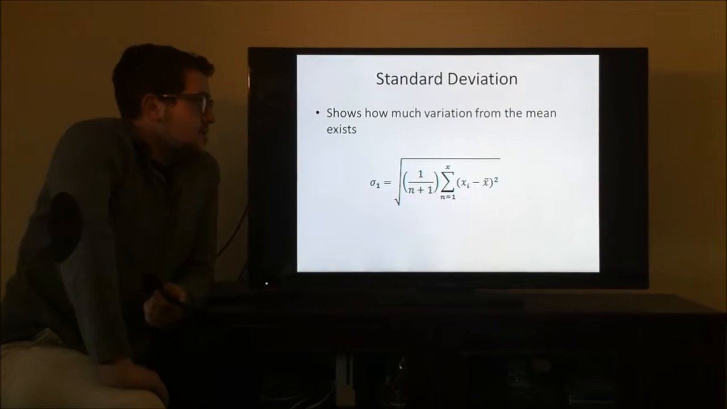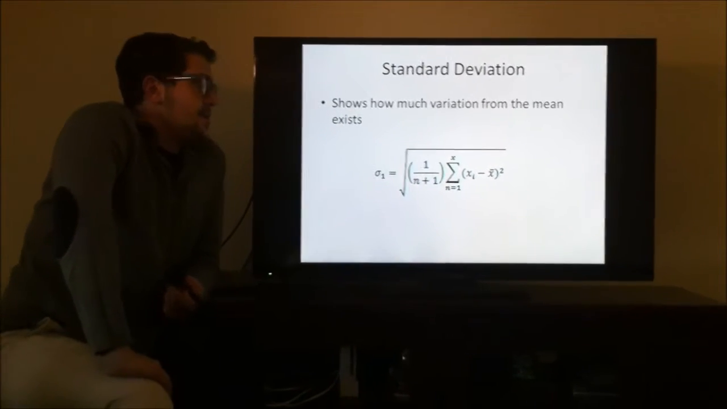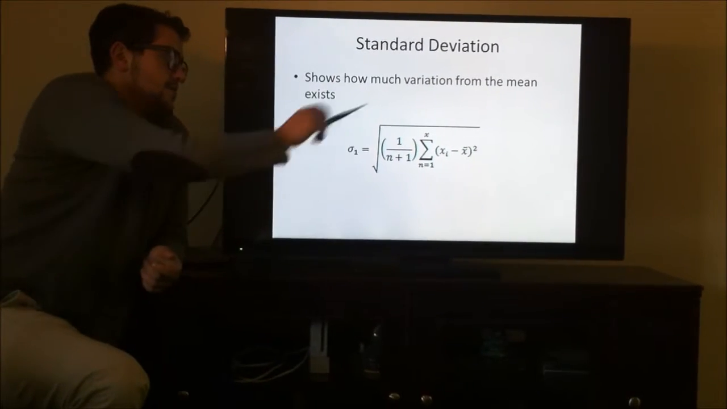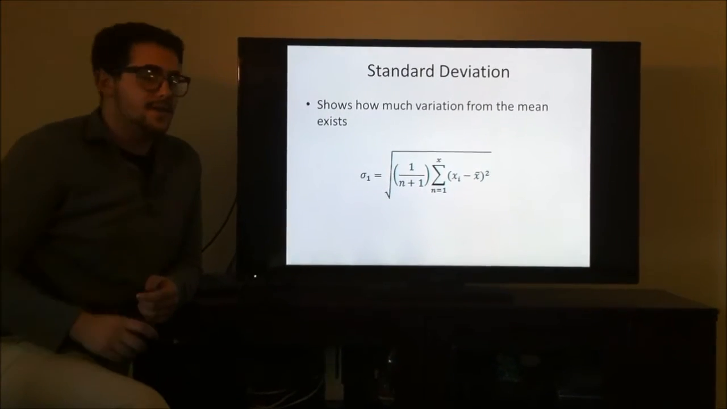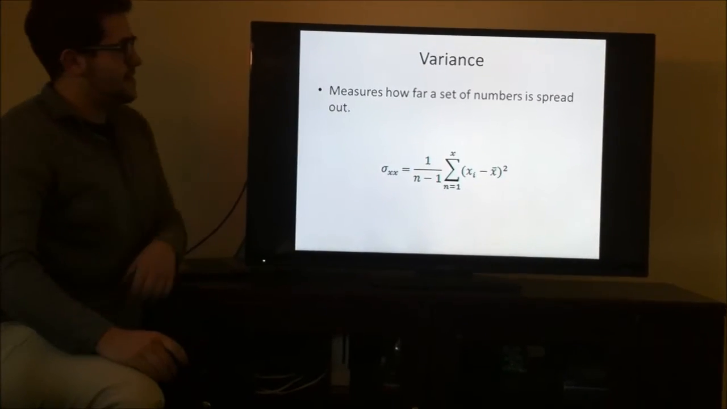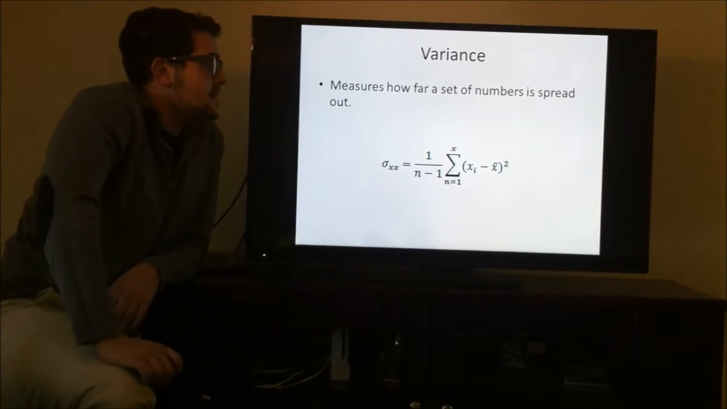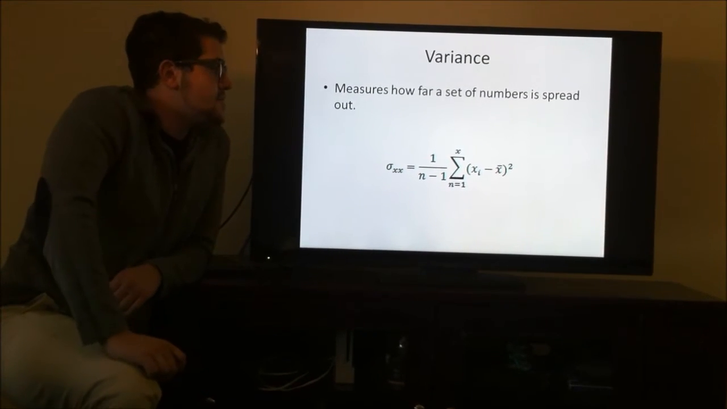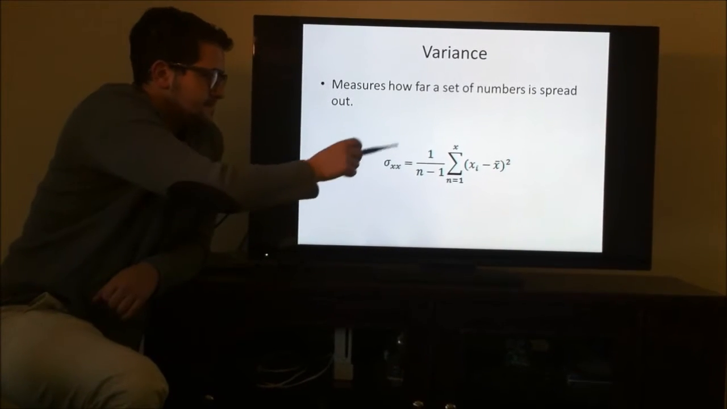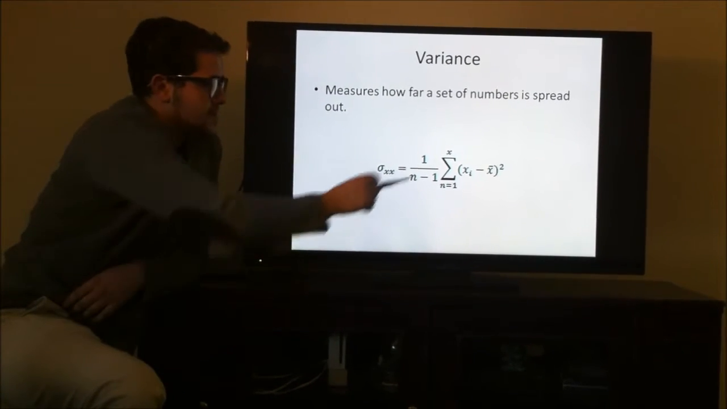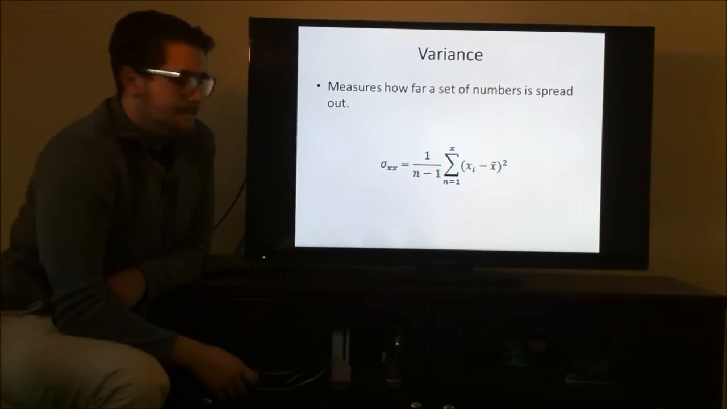Standard deviation shows how much variation from the mean exists. This is the ordinary math, not what you'll be putting in MATLAB. We'll show you that later. Next we have the variance. Variance measures how far a set of numbers is spread out. Again, this is the equation: 1 over n minus 1 times the sum of your x's squared.